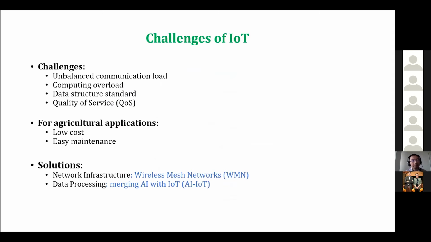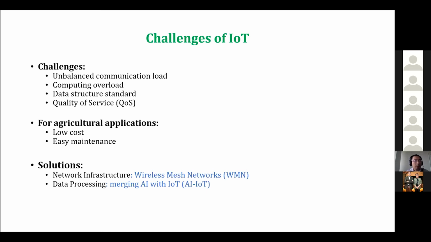There are many challenges. To deploy an IoT system, we need to cope with, for example, the load balancing of communication. We need to balance the workload for different servers. We also need to standardize the data structure because the data comes from different devices. We need to know what the meaning of this data is. We also need to provide some kind of quality of service for the clients. So these are the challenges.